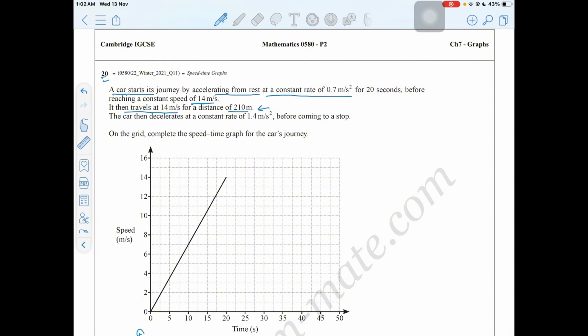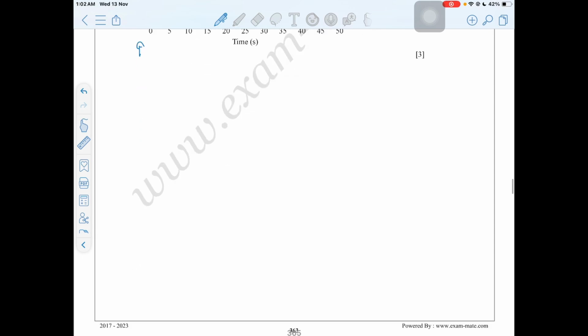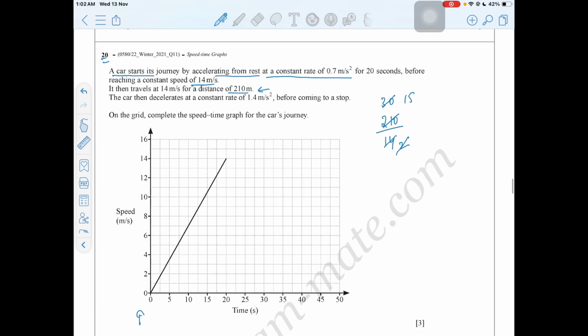So let's just calculate how much time it takes. We have 210 as our distance and we have 14 as our speed. So our time would be 15. So for 15 seconds, it will move at 14 meters per second, right? So on the grid, complete the speed time graph, right? So we have 20 plus 15, which would be 35. So this would be something like this.